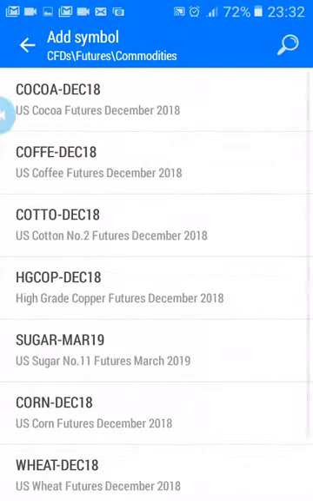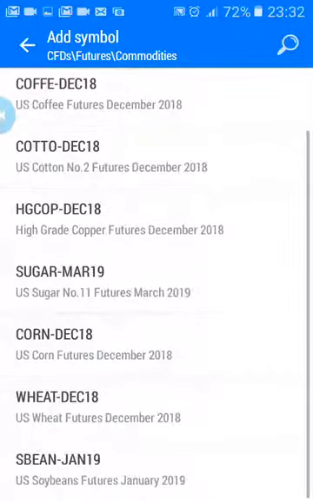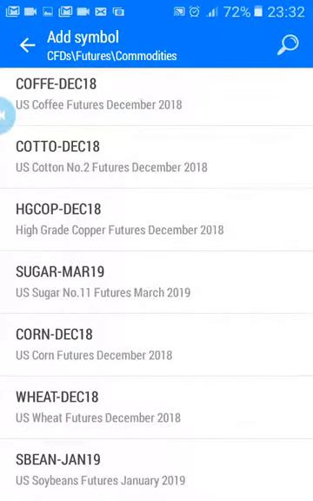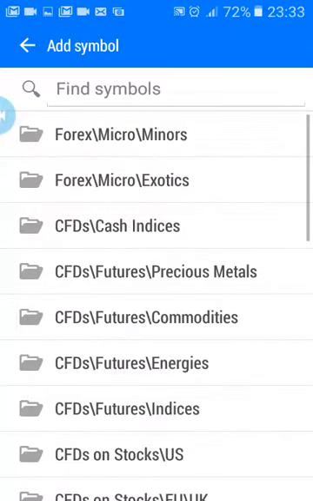Now you have US cocoa futures for December 2018. We have coffee, we have cotton, we have high grade copper, we have US sugar number 11 futures March 2019. We have corn, we have wheat, we have soybeans. This you can also trade, okay? You can buy this and trade in them.